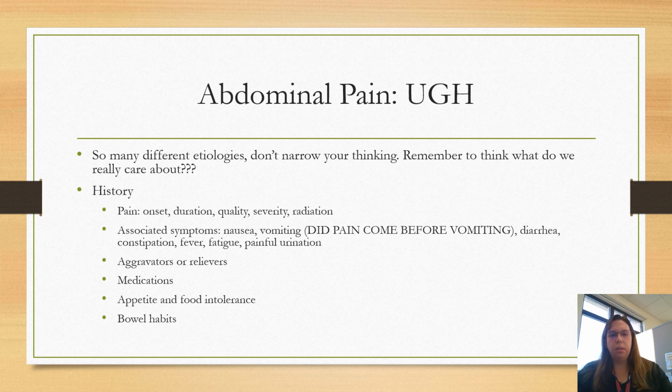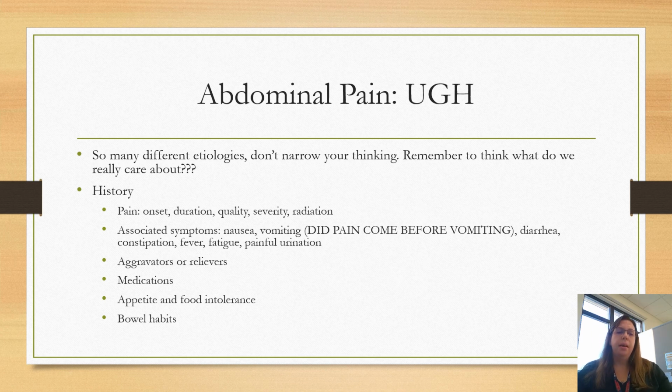Once again, associated symptoms: diarrhea, constipation, fever, fatigue, painful urination. Remember that system above and system below with your review of systems. And really, when it comes to abdominal pain, I'm asking a pretty thorough review of systems because I don't want to miss anything. So I'll go into cardiac, lungs, GI, GU, musculoskeletal, all sorts of different options there. Once again, aggravators or relievers. What medications are they taking? Are they taking their medications on an empty stomach?